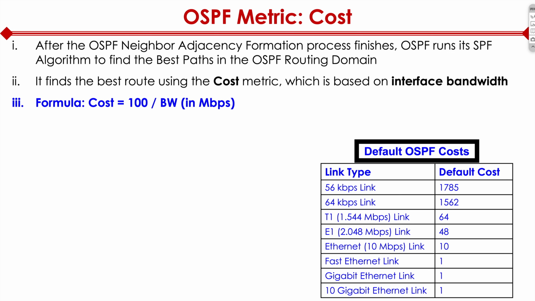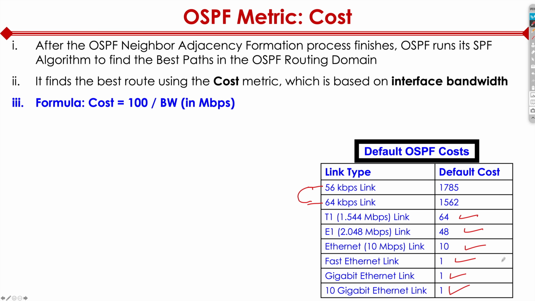And here's the default OSPF cost table. As you can see here, if you guys remember the 56 and 64K modems, these are the default costs. T1 is a cost of 64, E1 is a cost of 48, Ethernet 10 meg is a cost of 10, Fast Ethernet is 1, Gigabit Ethernet is 1, 10 gig Ethernet is 1.